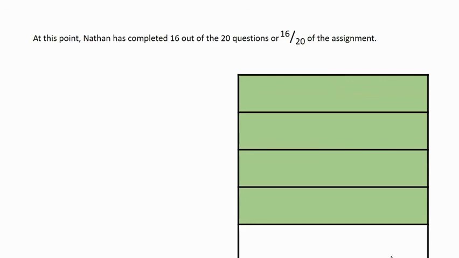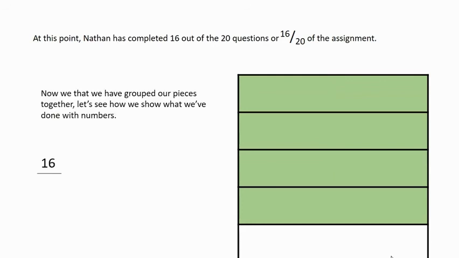Let's see how we would do that with numbers. So we have 16/20. So remember, we're grouping them by 4. So we're dividing the 16 by 4, and then we're dividing the 20 by 4. 16 divided by 4 is 4, and 20 divided by 4 is 5. So 16/20 is equivalent to 4/5. Notice it's covering the same area. We have fewer but larger pieces.